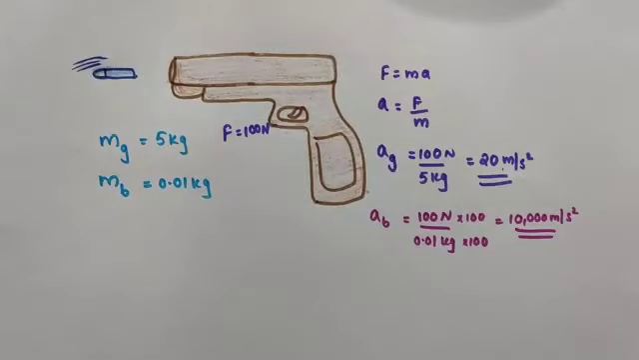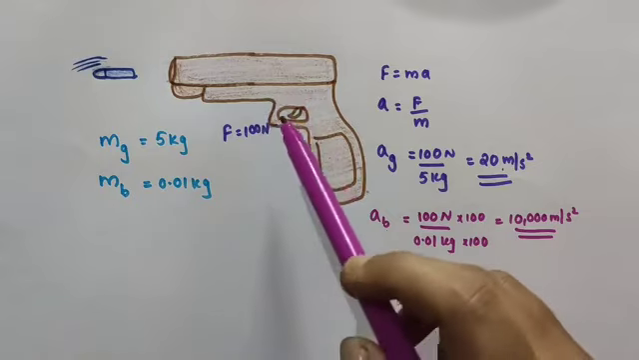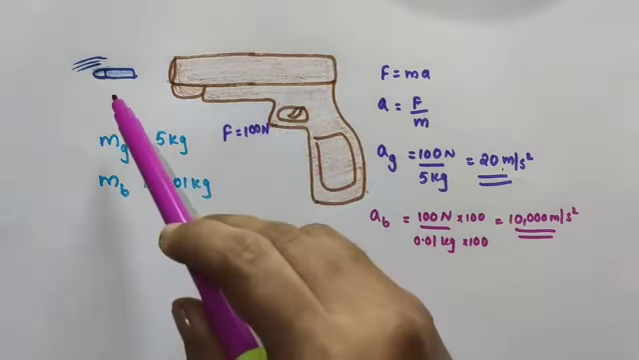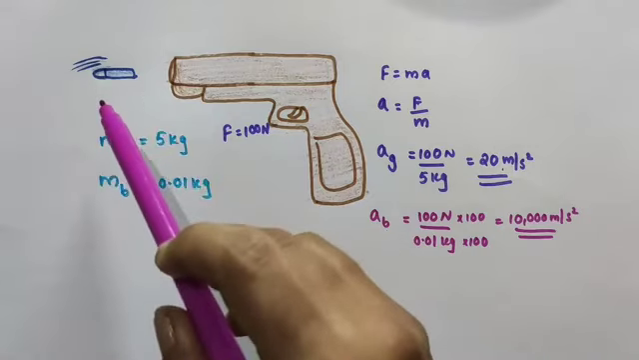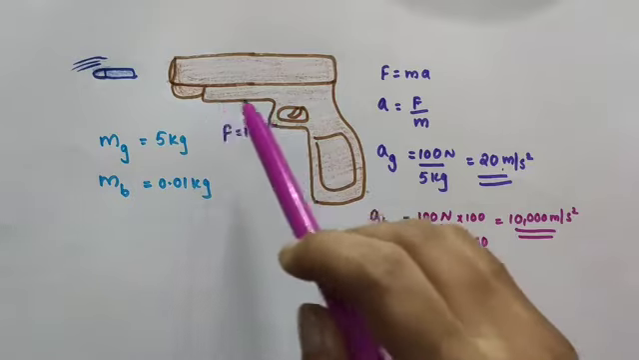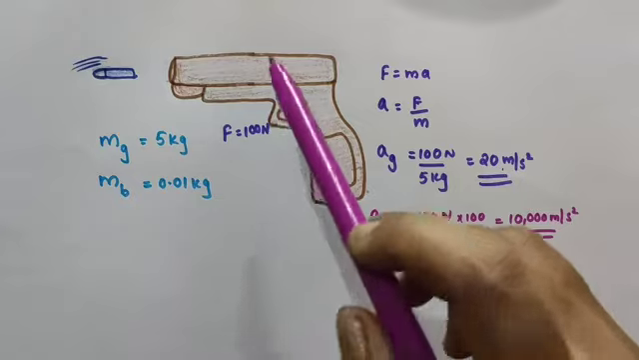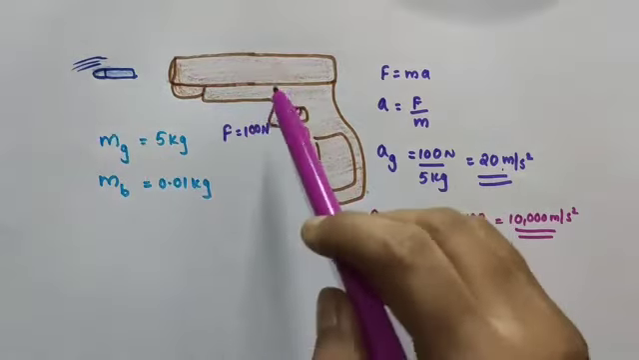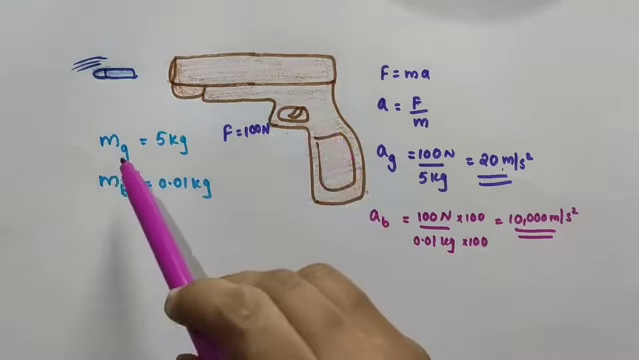For example, consider the case of a gun. When a gun is fired, it exerts a force on the bullet and the bullet moves forward. The bullet exerts an equal and opposite force on the gun, which results in recoil of the gun. That is, the force on the gun by the bullet makes the backward movement of the gun.